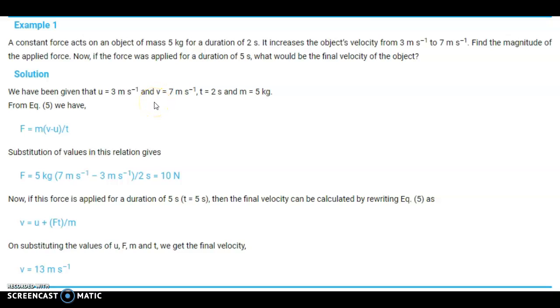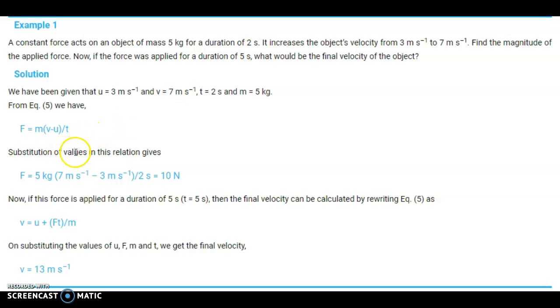So here the initial velocity is given, that is 3 meters per second, and the final velocity is given as 7 meters per second, and also the mass is given, that is 5 kg. Okay, so you know from equation 5, that F is equal to m into (v minus u) upon t. Now you can substitute this, and the time is also given, that is 2 seconds.